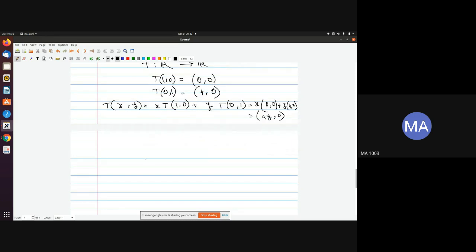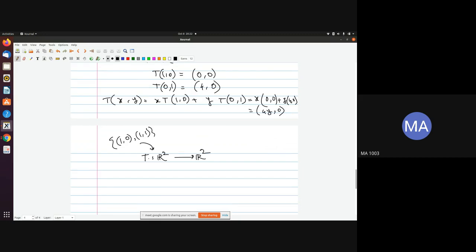It may not be standard, right? Let me take another example. Suppose it may not be standard, so I am taking say (1, 0) and (1, 1). This is also a basis of R2, right? Is it clear to everyone?